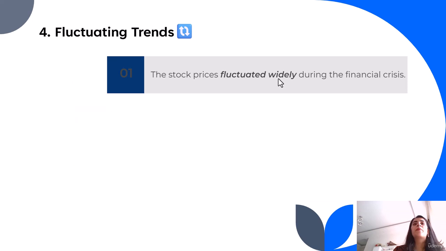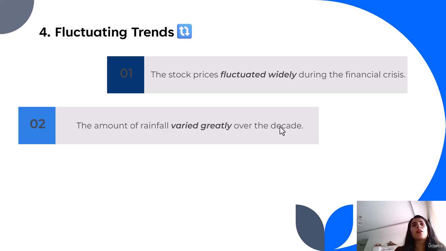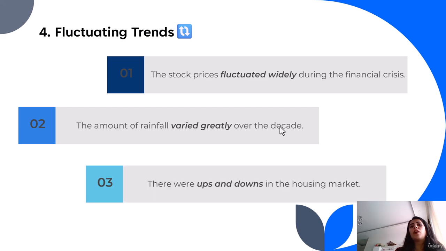Fluctuating trends. The stock prices fluctuated widely during the financial crisis. The amount of rainfall varied greatly over the decade. There were ups and downs in the housing market. These phrases help you articulate the changes and movements clearly.